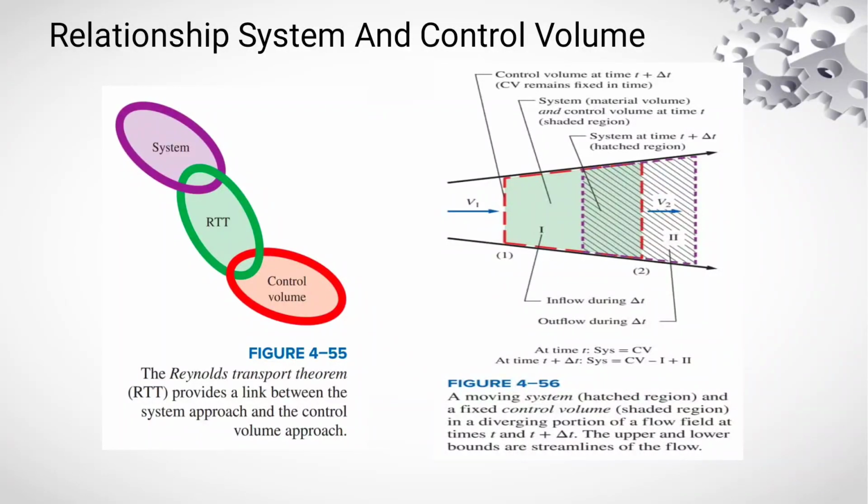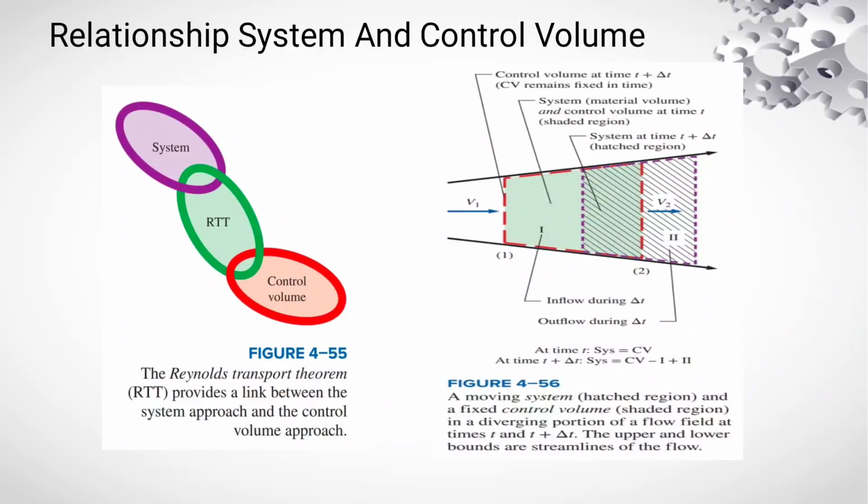You can see in Figure 4-55 the relationship between system and control volume. The RTT provides a link between the system approach and the control volume approach. On the right side is a moving system, the hatched region, and a fixed control volume, the shaded region, in a diverging flow field at time t and t plus delta t. The upper and lower bounds are streamlines of the flow.